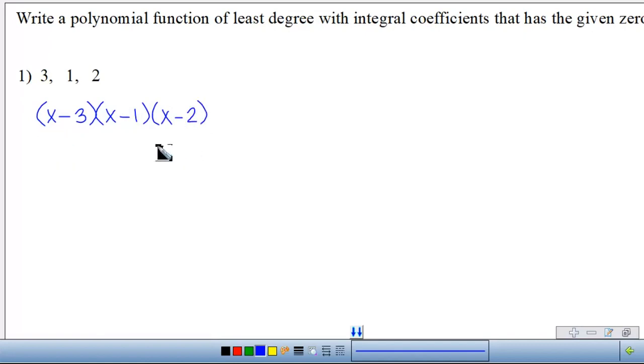Now that we've done that, we're going to multiply these binomials together. You can only multiply 2 at a time. It doesn't matter which 2 you choose. It's completely up to you.